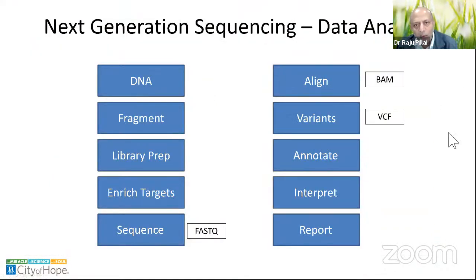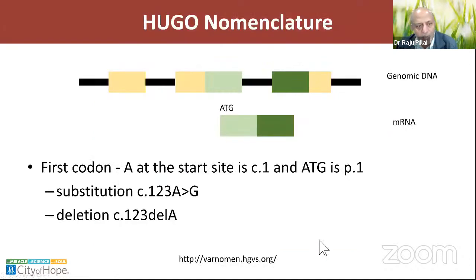So this is the whole workflow. This is the wet lab part. This is the bioinformatics part. So you go from DNA to a FASTQ file, and in the bioinformatics part, you align it, call the variants, and then decide what this variant means, and then interpret the significance, and then create a report. You must all have started seeing these reports that are coming in to say, okay, we found this mutation.